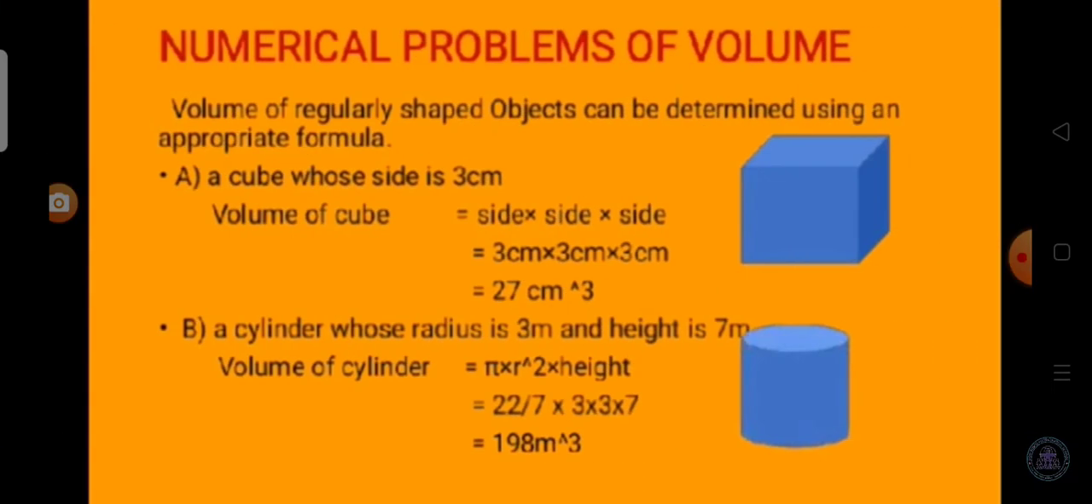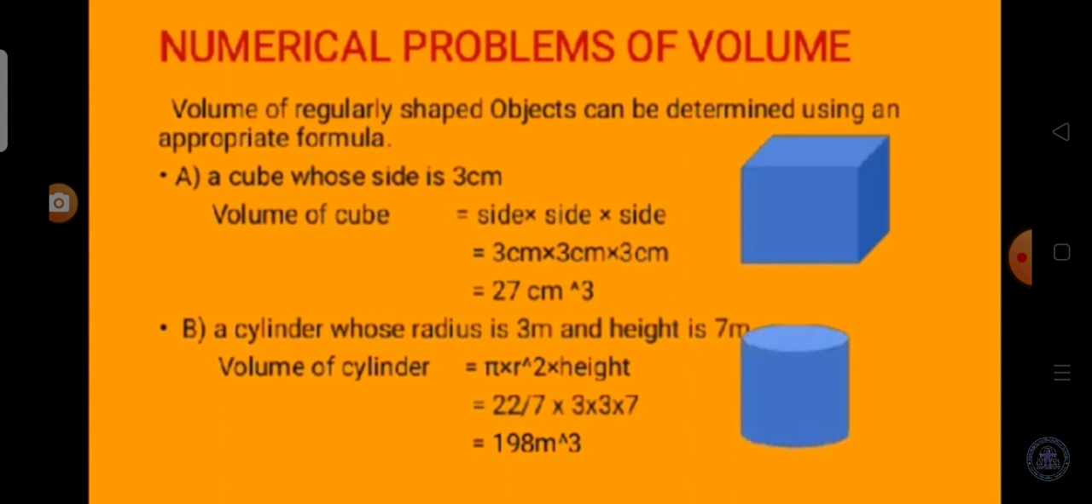Now we see some numerical problems related to volume. Volume of a cube whose side is 3 centimeter. The formula for volume of a cube is side into side into side. Now we substitute the value of side, that is 3 centimeter. So the answer will be 27 centimeter cube.